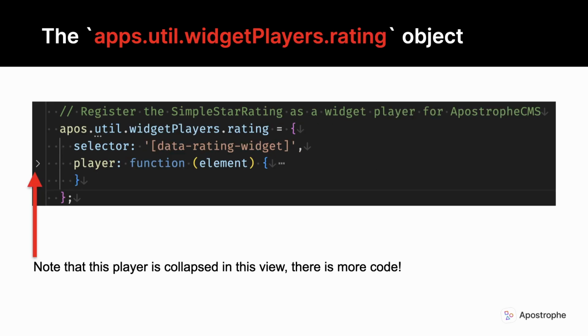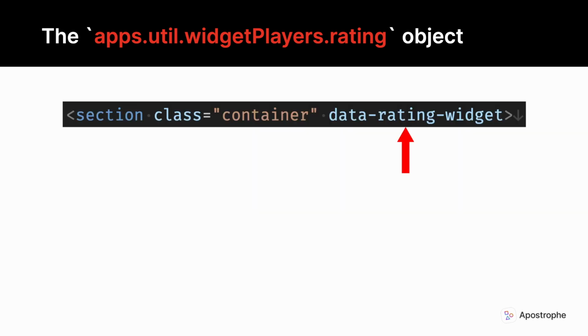The Apos util widget player's rating object takes two properties. The selector property takes a value that identifies the widget HTML in the page. This selector was added when we first initiated construction of this widget. This selector does not need to be unique on the page. It is important because a user can add several of the same widget to the page. Apostrophe is smart enough to hook a specific player instance to a specific widget.